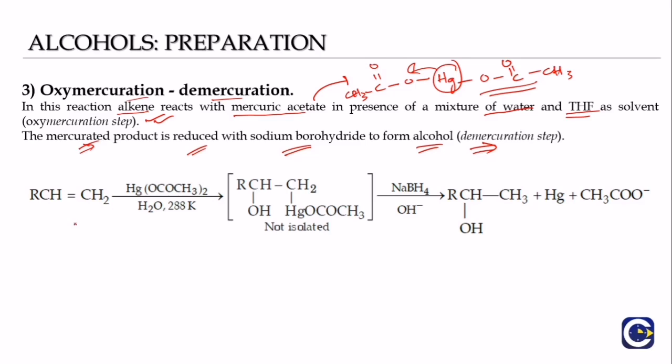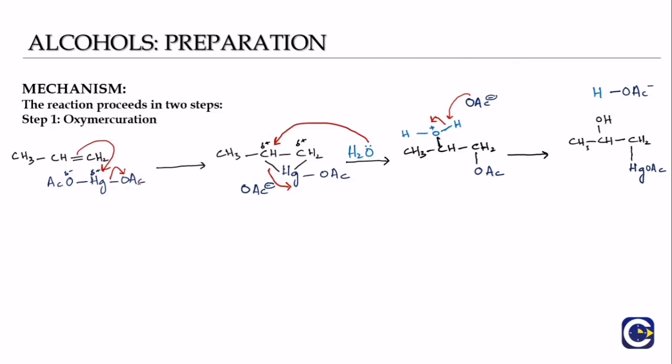So here is a simple example. This is an alkene that reacts with mercuric acetate. We have water and THF also as the solvent, and this is the mercuriated product that we get. It cannot be isolated. This is the mercuriated product in the first step, and in the next step this is reduced with sodium borohydride in the presence of hydroxide ions, and we get alcohol as our product, and the mercury is removed from the reaction.